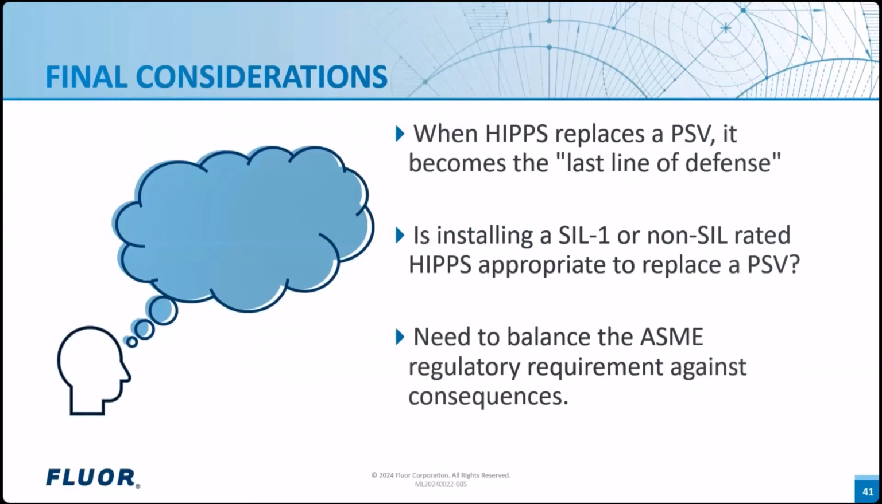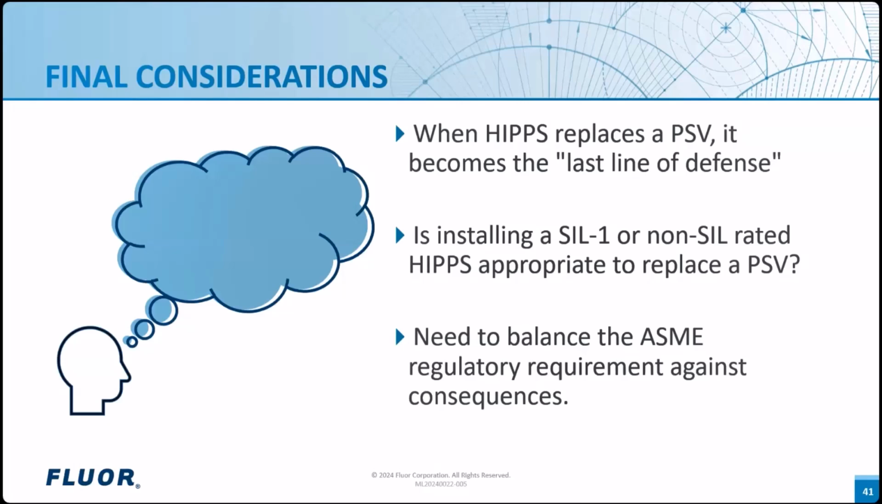And I would like to share some concluding thoughts. When a HIPPS replaces a properly sized PSV, it becomes the last line of defense against overpressure. While most HIPPS do end up being SIL 1, SIL 2, or SIL 3, in some cases a LOPA may conclude that a SIL 1 is sufficient. While I have not actually seen a HIPPS proposed with a non-SIL rating, it is mentioned here as a theoretical curiosity to highlight the question: is there a minimum required SIL rating for HIPPS?